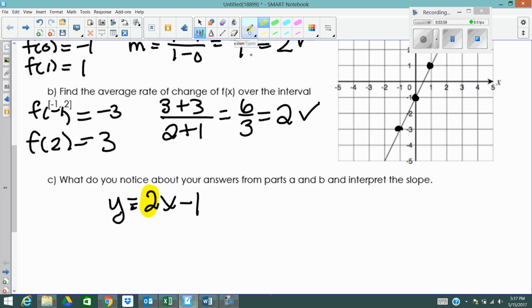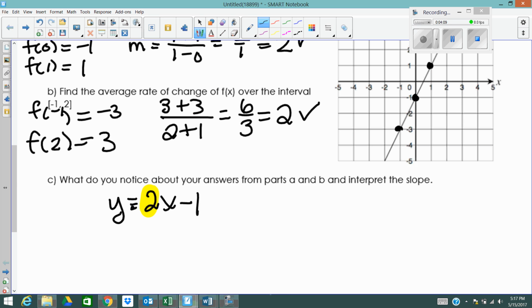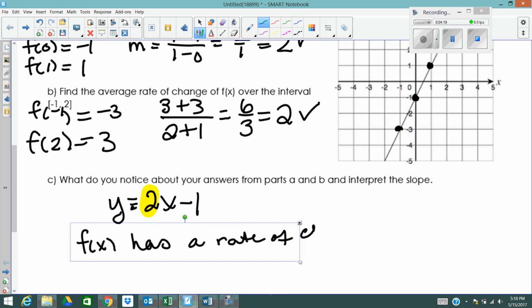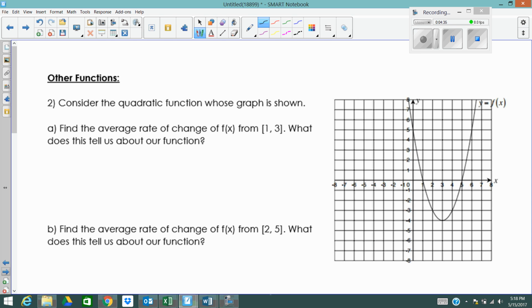So now when it says identify or interpret the slope, in this situation there's no context, so we would say f of x has a rate of change of 2. You could say 2 over 1 if you want to, or leave it at 2. It's completely up to you. You do not need to call it an average rate of change for a linear function, because that's the rate of change, period. Now let's take a look at other functions.